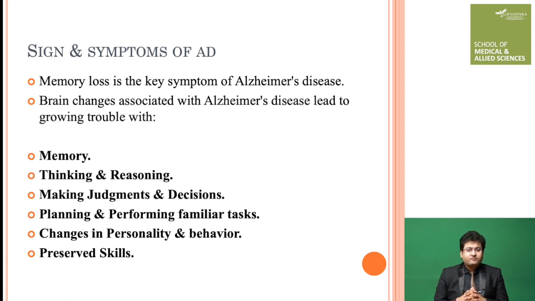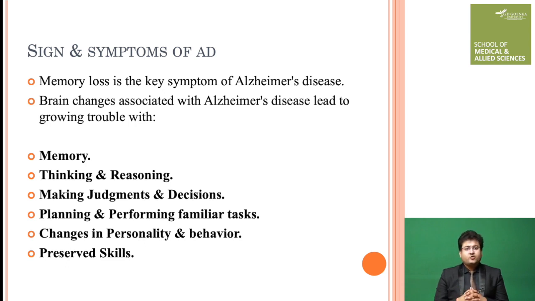In the aspect of planning and performing familiar tasks, routine activities that require completing steps in order become a struggle. This may include planning and cooking a meal or playing a favorite game. Eventually people with advanced Alzheimer's disease forget how to do basic tasks such as dressing and bathing.